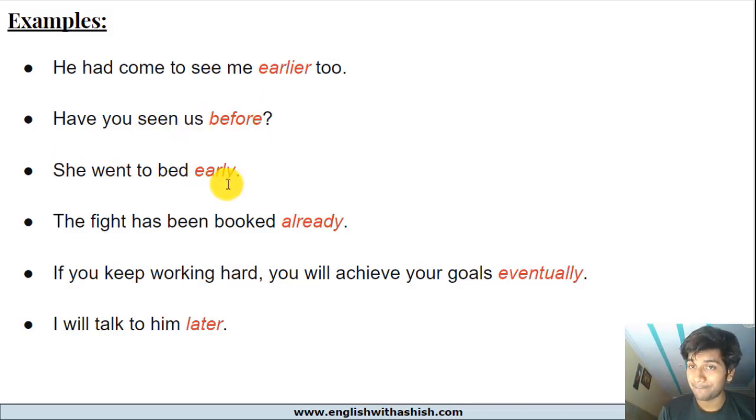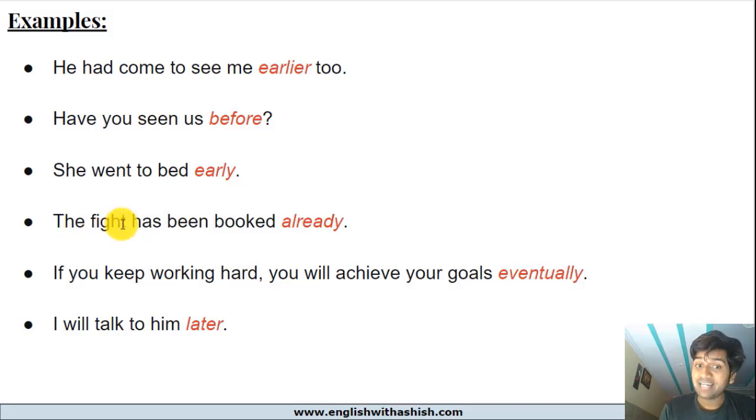She went to bed early. When? Early. So it's not talking about a particular time when she went to bed, but it's referring to a time which is less than the time where you actually sleep. So let's suppose you sleep at 11 p.m. and today you slept at 9 p.m. So I'll say you slept early today. Early means earlier than the usual time when you sleep.